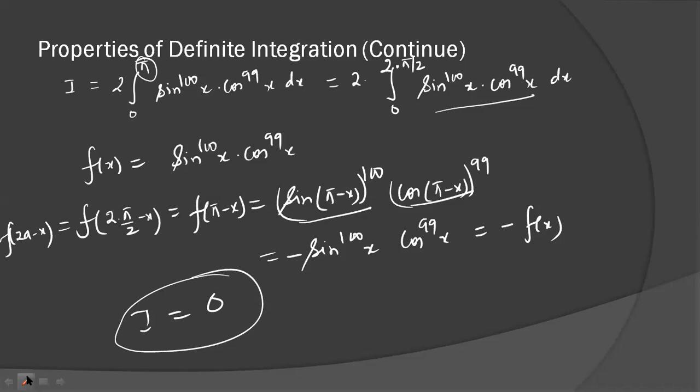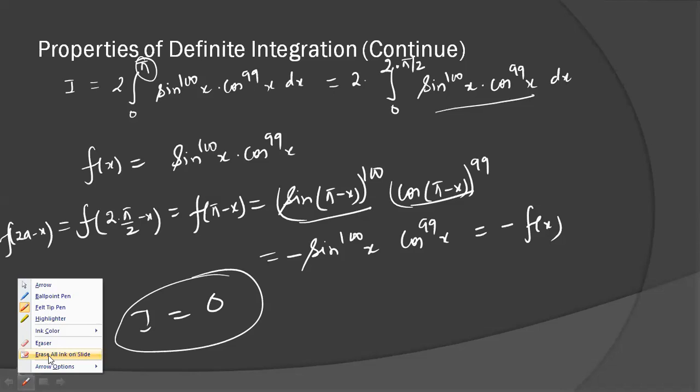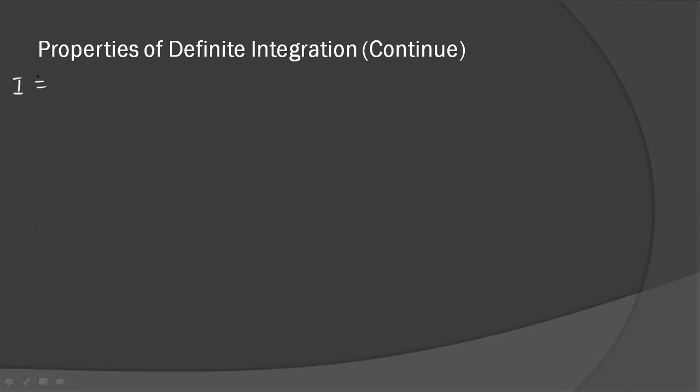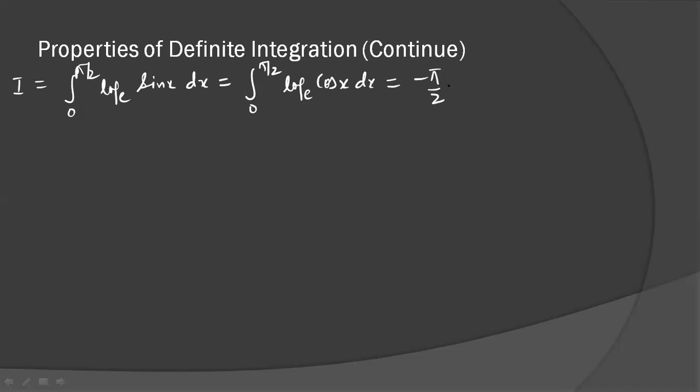Let's see one more example based on this property, which is a very useful result also. We can use the result in many problems. The result is the integration from 0 to pi by 2 of log sin x dx is equal to the integration from 0 to pi by 2 of log cos x dx, which is equal to minus pi by 2 log 2, or pi by 2 log 1 by 2. This is a very famous result. Let's see the proof of this result.